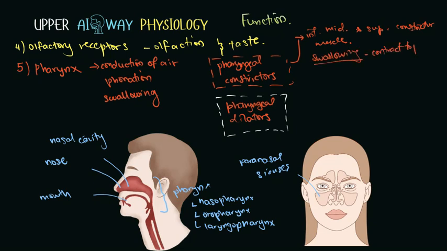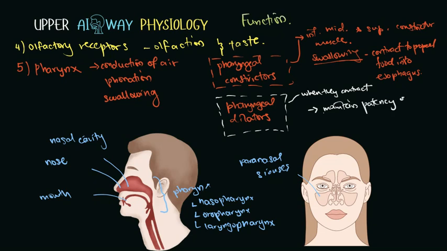These muscles contract during swallowing to propel food into the esophagus. Pharyngeal dilators, as the name suggests, dilate when they contract. So when they contract, it maintains the patency of the pharynx, dilating the airway, allowing airflow to occur.